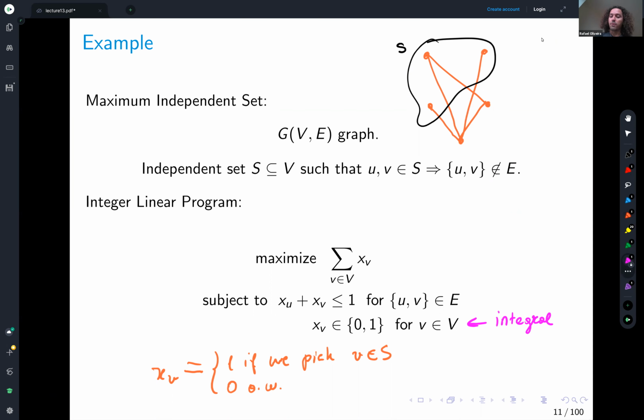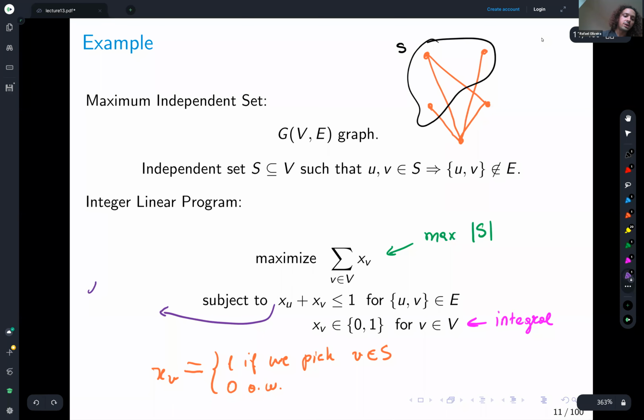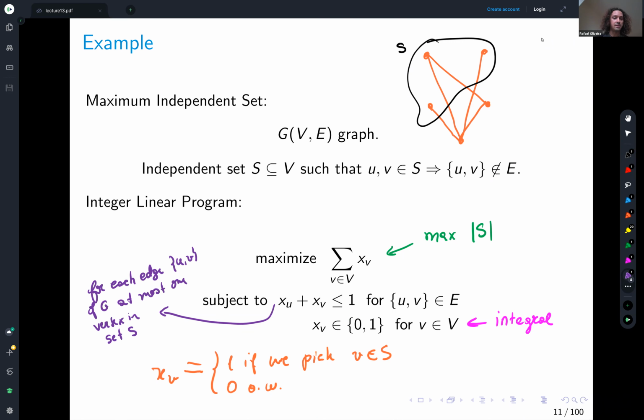Now, if you look at this maximization, what are we maximizing? We're maximizing the size of our set. And what are these constraints? These constraints here are exactly saying what? For each edge of the graph, edge UV, at most one vertex is in my set S. Does that make sense? Because that's the definition of an independent set. Yeah?